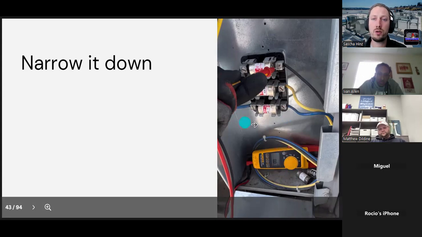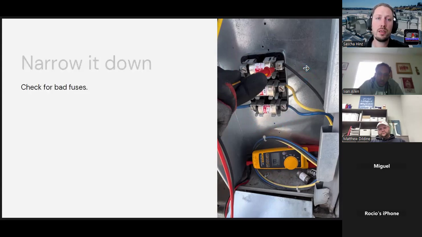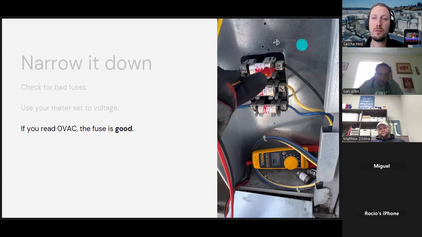And if you remember, as we covered in the beginning of the webinar, voltage is a potential difference. So you have a potential of electricity. Here, we're checking for a bad fuse. We're getting 0, which means I covered all of these. If you're reading 0, it means that your fuse is good because you're having the same voltage potential on both of the sides of the fuse.